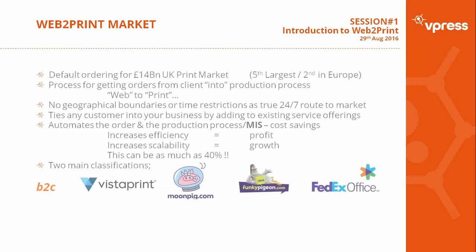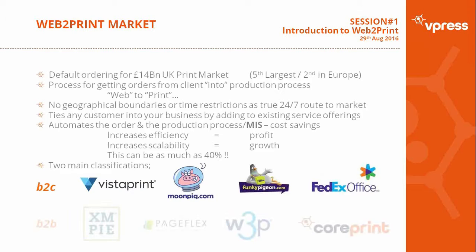There's two main classifications of Web2Print. There's business to consumer, B2C. Typical brands out in the marketplace are Vistaprint, Moonpig, Funky Pigeon, FedEx Office, to name but some of the many that are out there. I think we're all very familiar with what these do. The first three definitely are advertising on TV and well-known brands here in the UK, if not global.